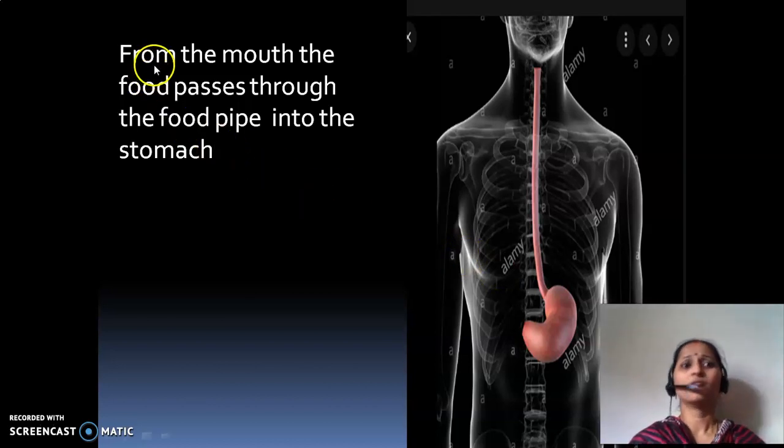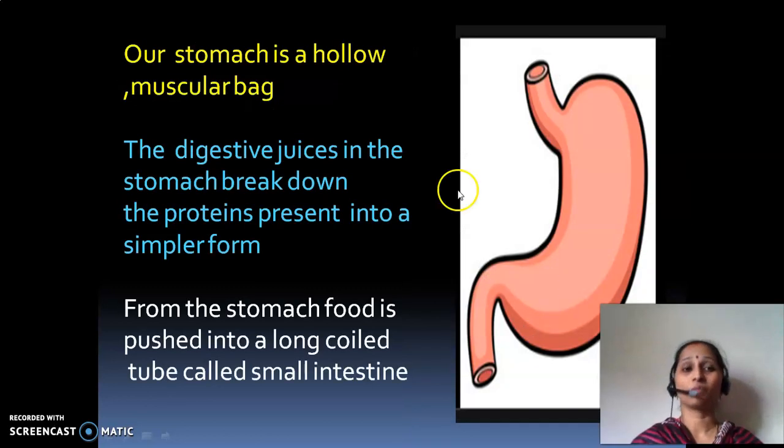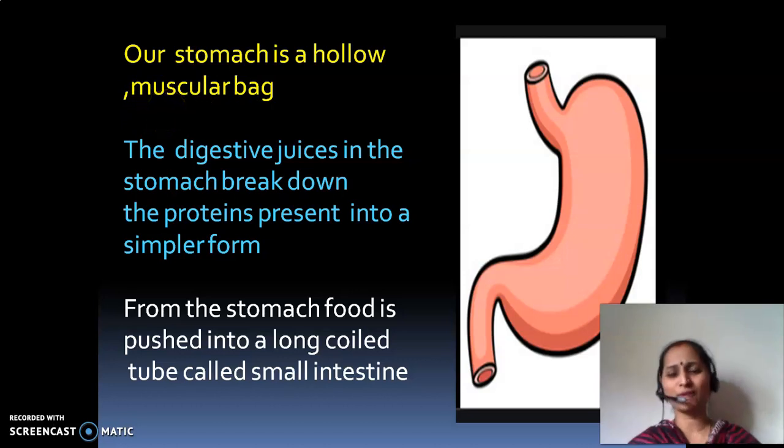Next, from the mouth, the food passes through the food pipe into the stomach. You can see one tube-like structure here. It acts as a connection between the mouth and the stomach. After chewing, when we swallow, the food passes through this pipe and reaches our stomach. Our stomach is a hollow muscular bag. Isn't it like a bag? So what happens to the food in this bag?